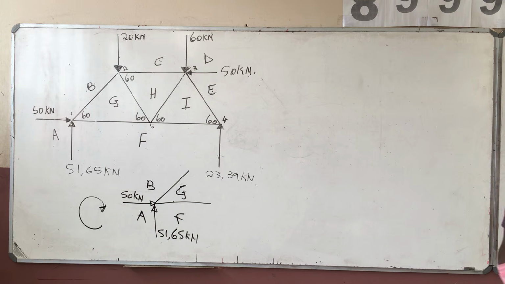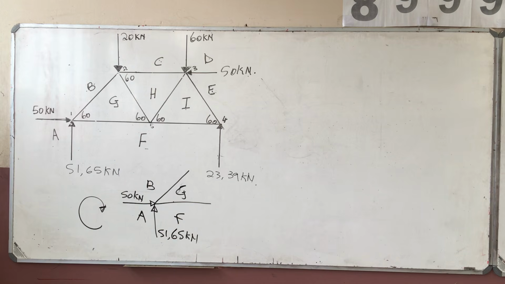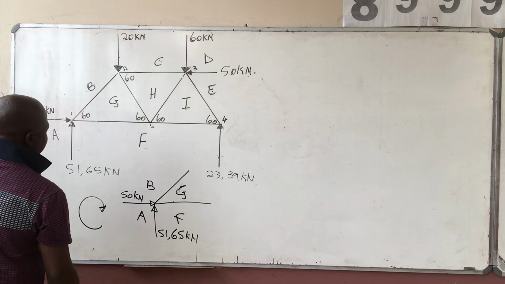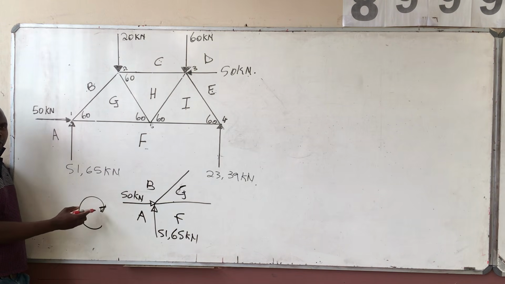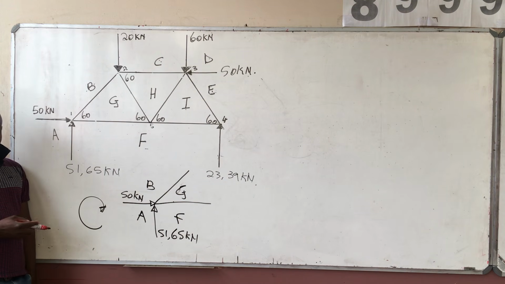So now we are going to start with our drawing. We are going to draw a vector diagram. The given one, that one on top, is a space diagram. With a vector diagram, when you draw, you start with the member which you know after unknown.